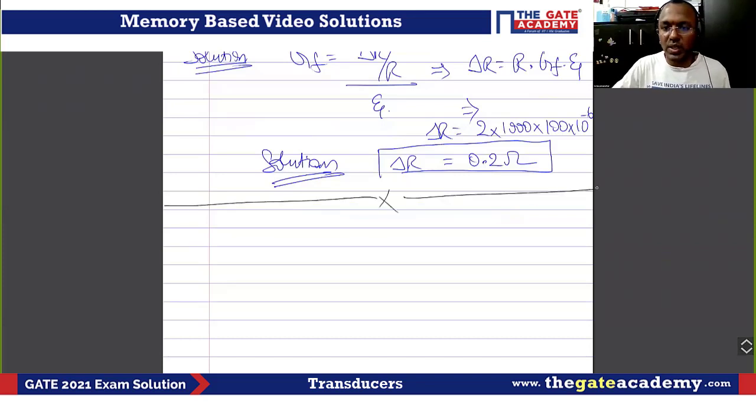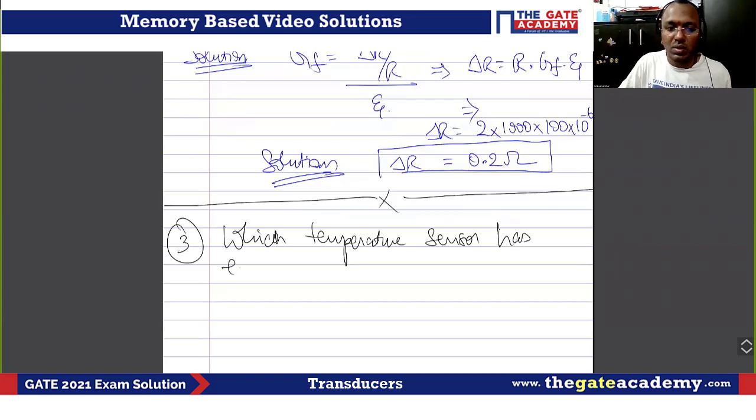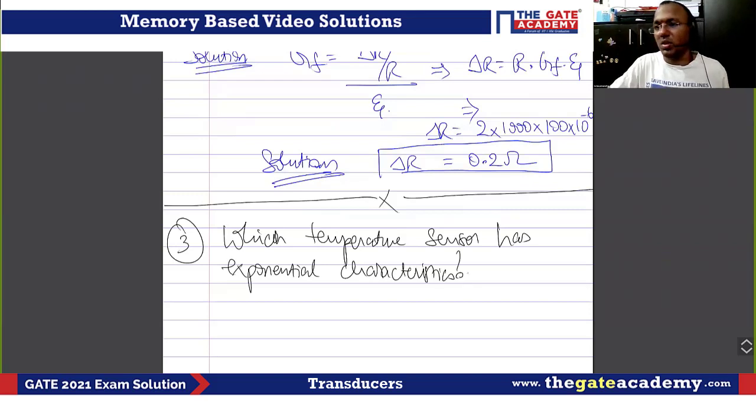One more question. Again, this was also direct. This was from the field of temperature measurement. Which temperature sensor has exponential characteristics? This is very straightforward. You guys no need to look at the option also. You should be able to tell without even looking at the option.